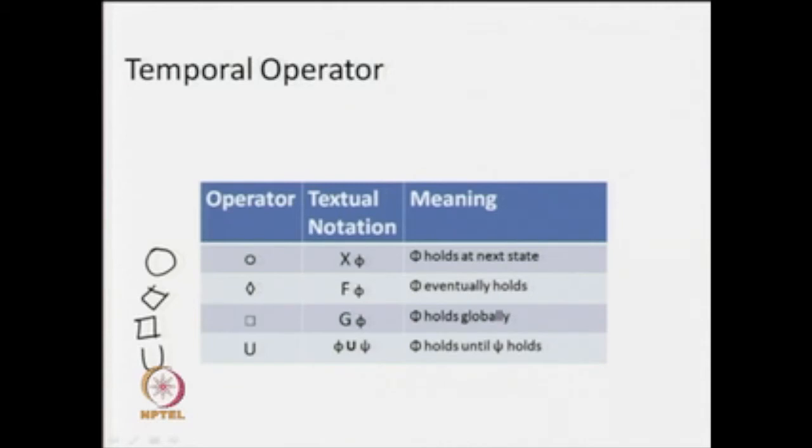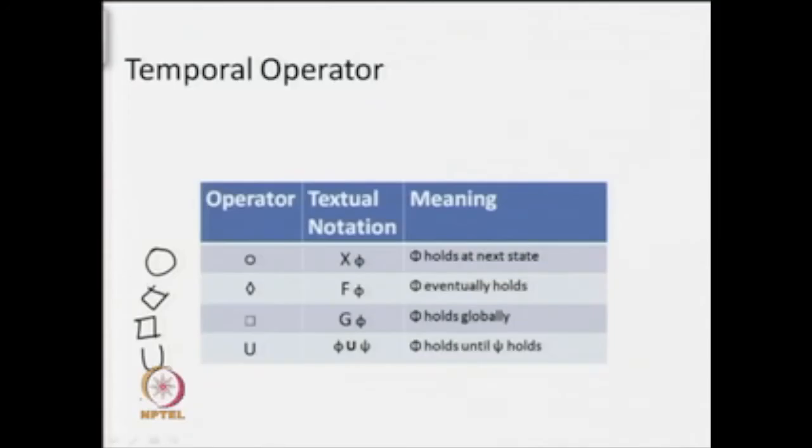In this case, your next state, future and global operators are unary operators. They take one particular formula, but until is a binary operator; it takes two formulas and talks about the meaning with respect to these formulas. In classical notation we use the symbols circle, diamond, box and until, but in textual notation the next operator is represented by X, the eventuality or future operator by F, the globally or always operator by G, and the until operator by U.